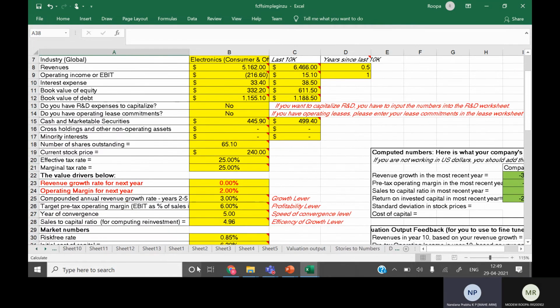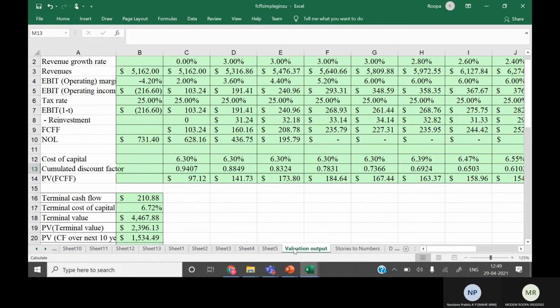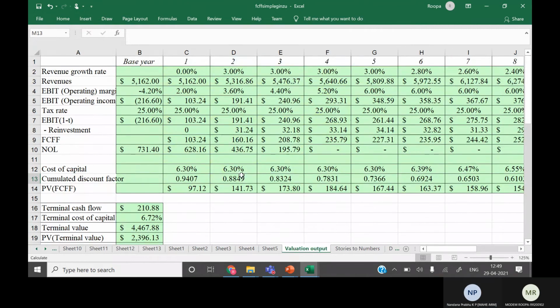Let us go to the output sheet. Please look at the tax rate, 25%. This is the marginal tax rate that is used, throughout. When the effective tax rate is the same as the marginal tax rate, it doesn't matter. But when the effective tax rate and marginal tax rate are two different ones, generally the effective tax rate can be used in the initial years and then the marginal tax rate can be used.